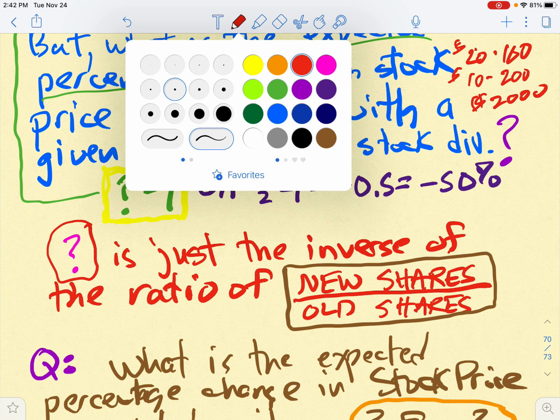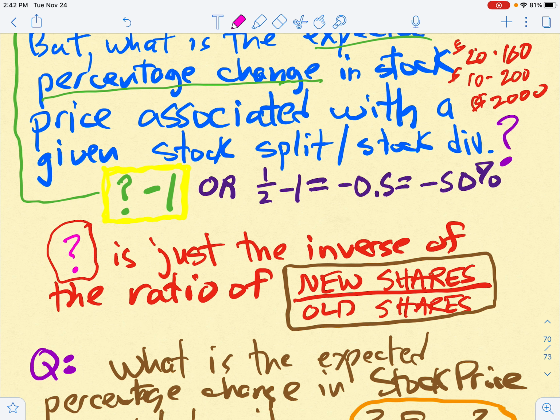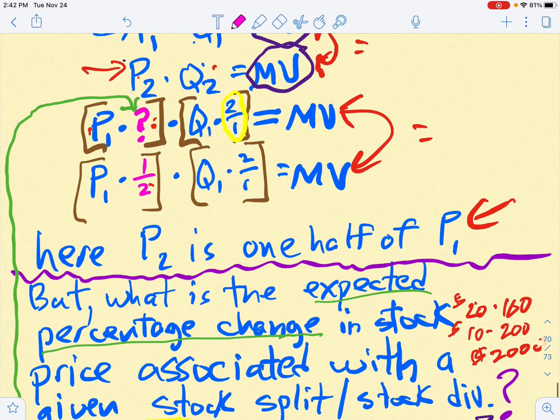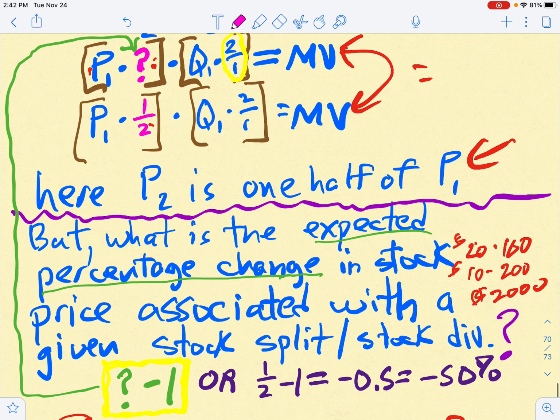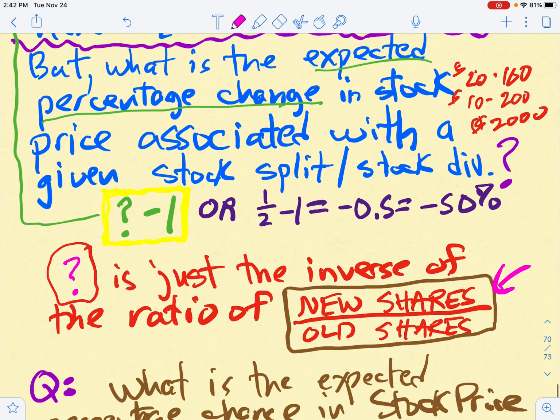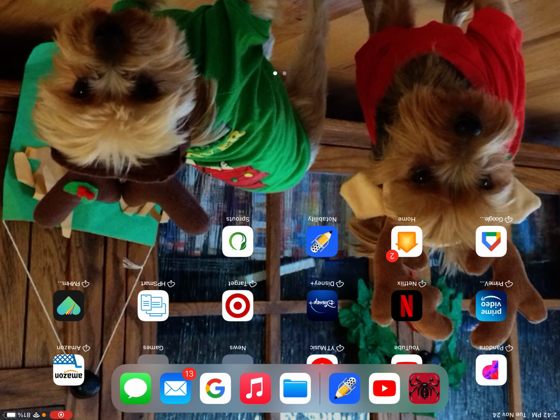So the value for the question mark is just the inverse of the ratio of new shares to old shares. As we saw here, the ratio of new shares to old shares, 200 to 100, is 2-to-1. And so the question mark is just the inverse of that, which is 1/2.